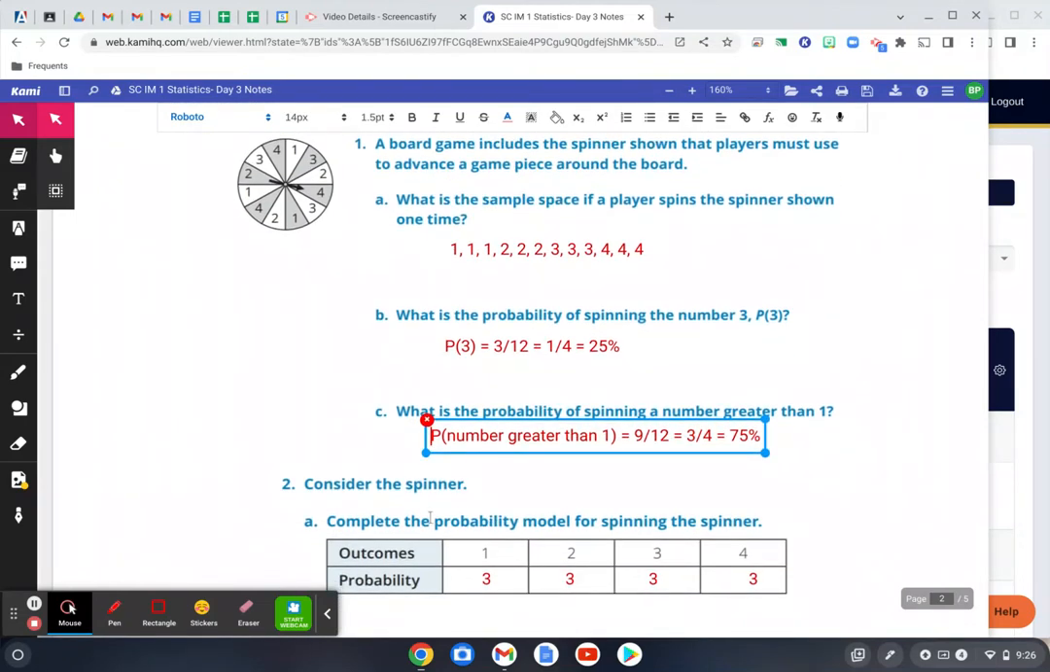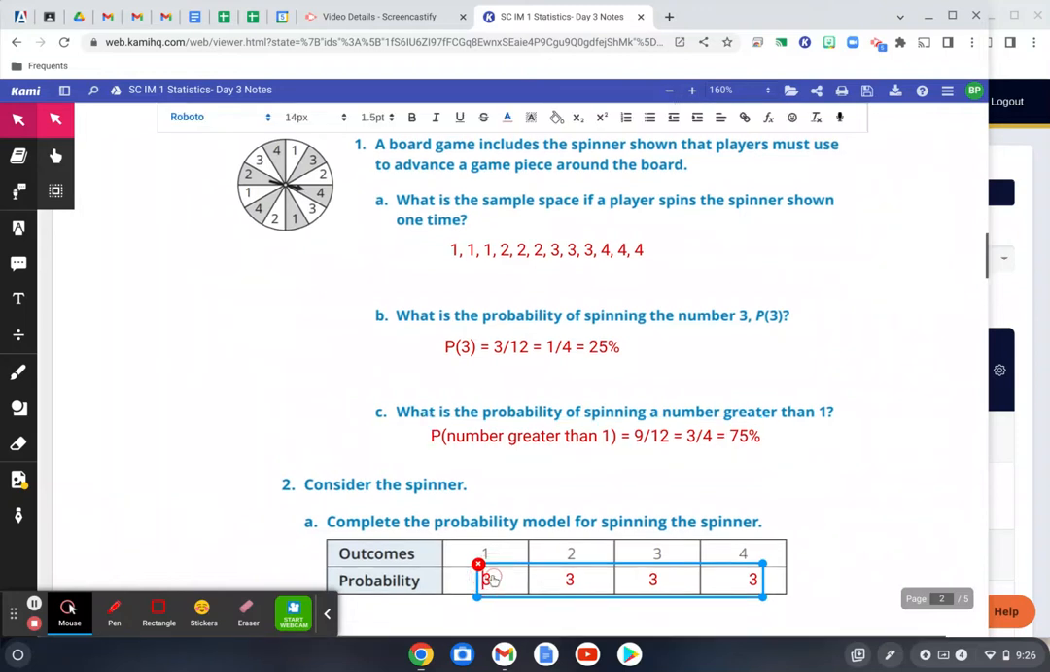Now, this is another way to organize your list. This is another way to come up with a sample space. You can put it in a little table here. All this simply means is, we have 1, 2, 3, and 4 as the outcomes. What is the probability here? Well, that's 3 out of 12.